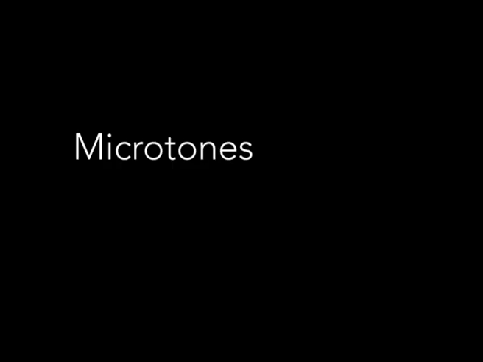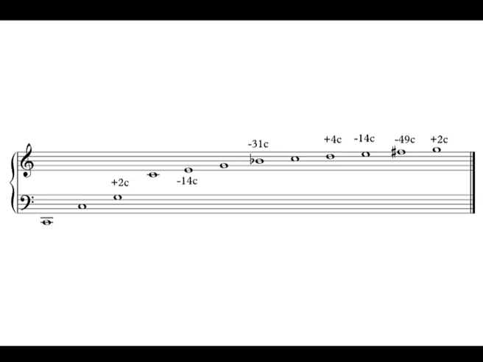Another characteristic feature of spectralism is the use of microtones, that is, intervals smaller than a semitone. And this is something that a number of spectralist composers have found necessary in order to accurately notate overtones. So for example, if we look at this harmonic series on C, we can see that a number of the overtones are significantly out of tune with equal temperament.